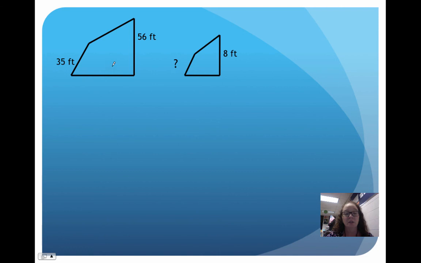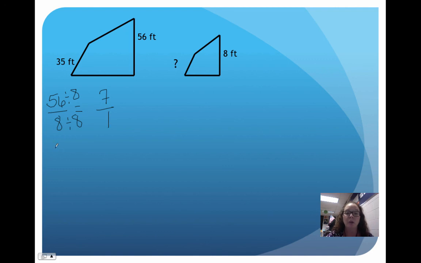Try this one on your own as well. We have two quadrilaterals, not trapezoids, and we have corresponding sides, this long side right here. So one of the sides is 56 feet. The corresponding side is 8 feet. Greatest common factor of 56 and 8 is 8. 56 divided by 8 is 7. 8 divided by 8 is 1.